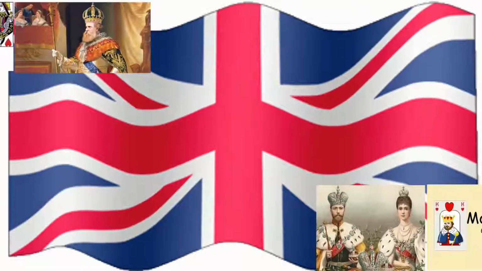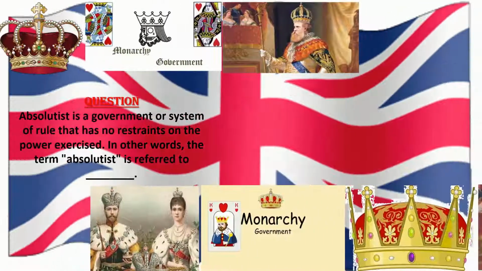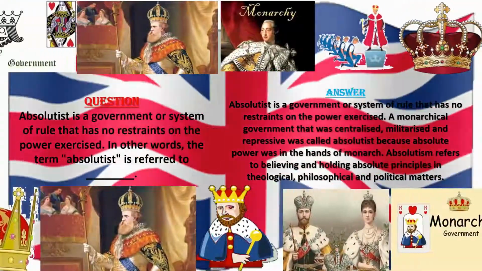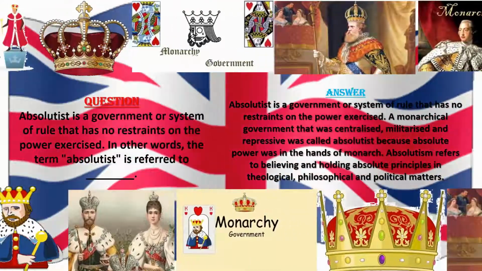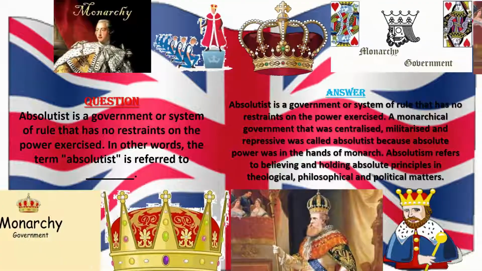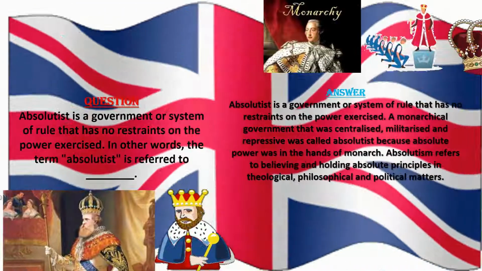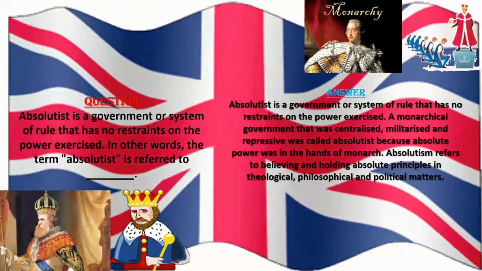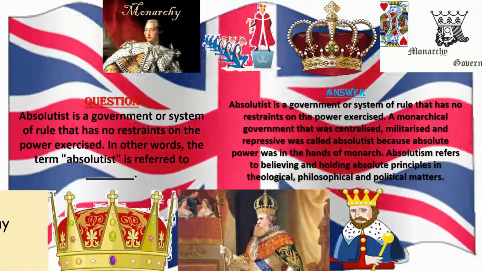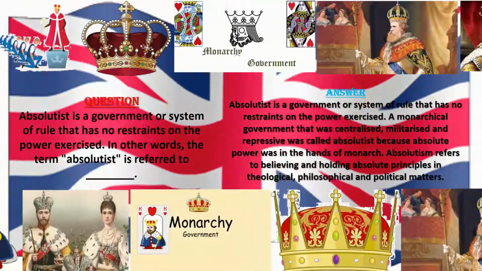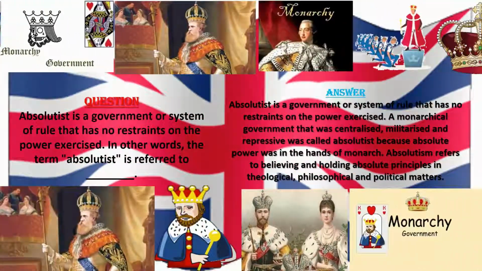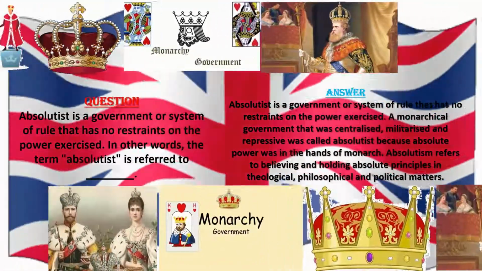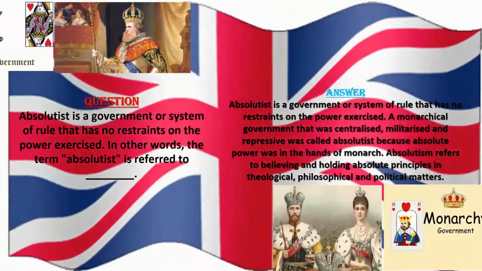The first question we are dealing with is: Absolutist is a government or system of rule that has no restraints on the power exercised. In other words, the term absolutist is referred to dash. Absolutist is a government or system of rule that has no restraints on the power exercised. A monarchical government that was centralized, militarized, and repressive was called absolutist because absolute power was in the hands of the monarch. Absolutism refers to believing and holding absolute principles in theological, philosophical, and political matters.